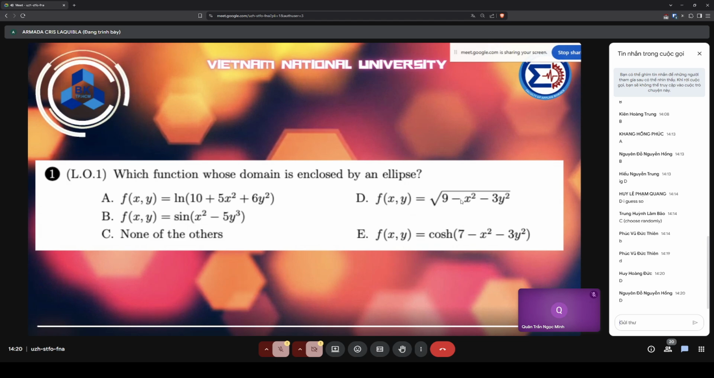Again, class, that's so easy. Please try your Desmos graphing calculator with the two variables. The one with the two variables, please.